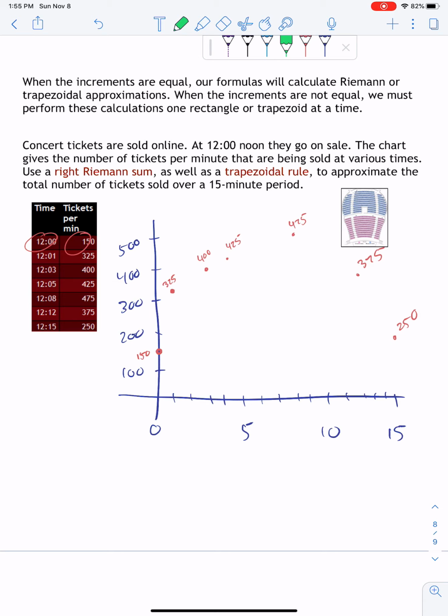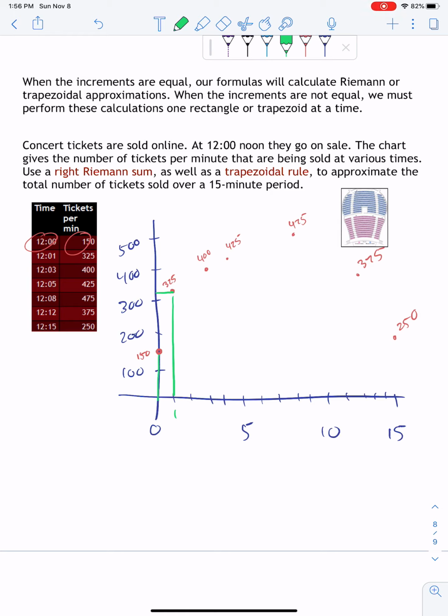Now here's where we got to be a little bit different because my interval is going to change. All right, my interval is not always 1 minute. In fact, my first interval, this one right here at 0, I have 150 tickets. At 1, so here's one right here, I'm up to 325. So from 0 to 1, 1 minute has passed, and I'm using a right Riemann sum. So I want my height to be right there. So there's my rectangle that I'm going to use.